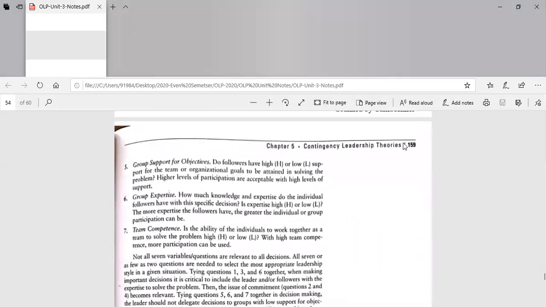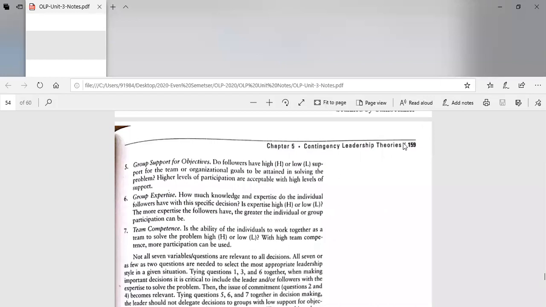That's the fourth one. Fifth, group support for objectives. Do followers have high or low support for the team or organizational goals to be attained in solving the problem? So this is the question: how the teams are, whether they are working for the particular problem to be solved. That is the group support for objectives. Higher levels of participation are acceptable with high levels of support. If there is high participation from followers to solve a particular problem, then there may be a high level of support from them.